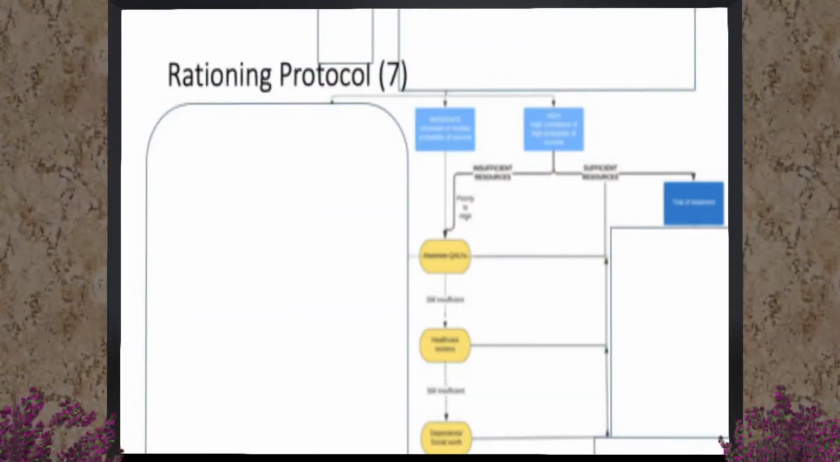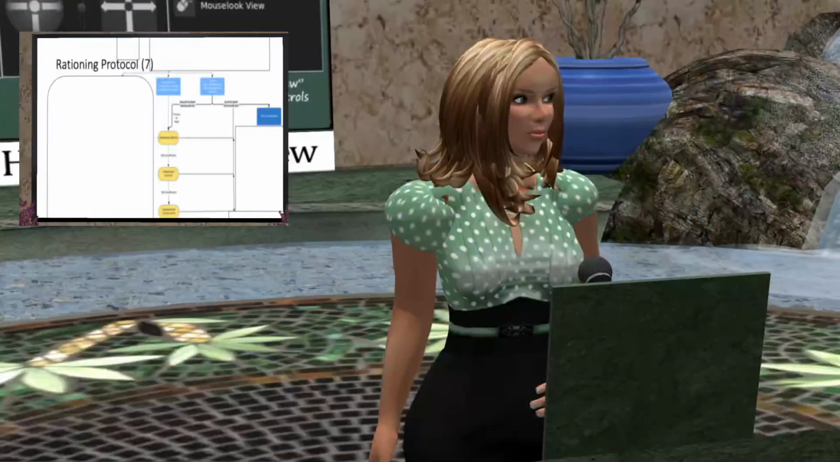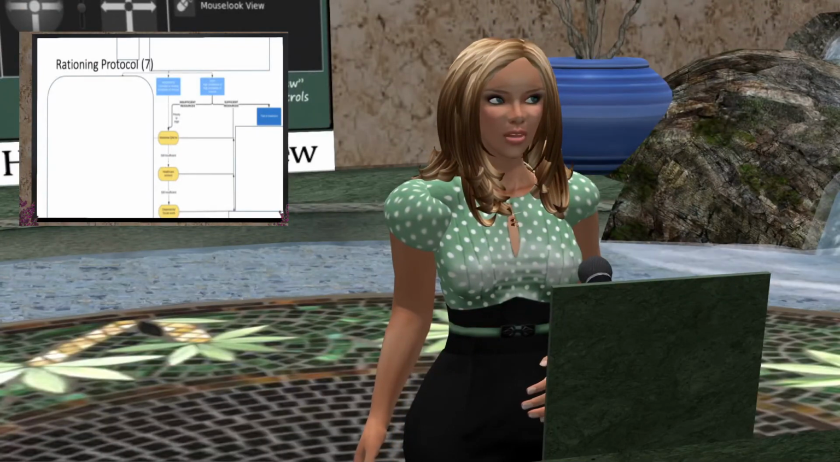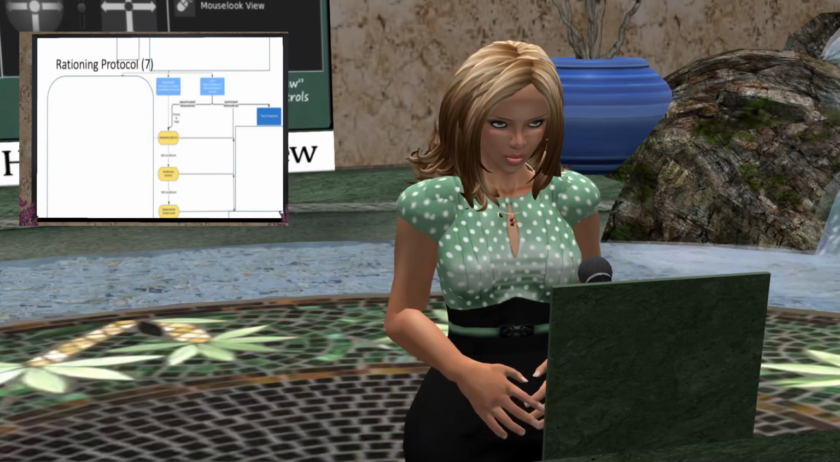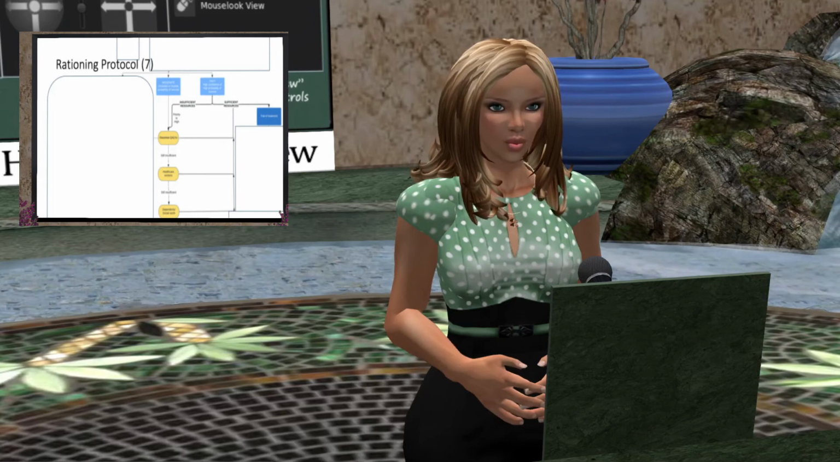If there are leftover resources available, then the next group to receive them would be people who have dependents that they have to take care of, and other people who have high social worth. Can you see how this gets contentious? Agonizing, too. How is social worth defined? And I'm not going to ask you to answer that question. That's a rhetorical question. But you can see how difficult that is.